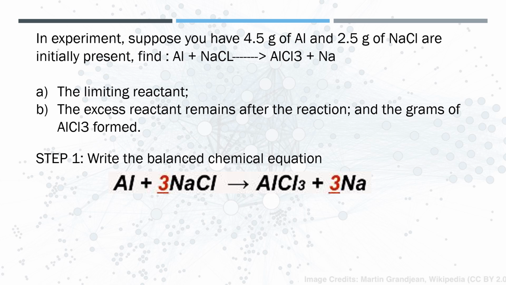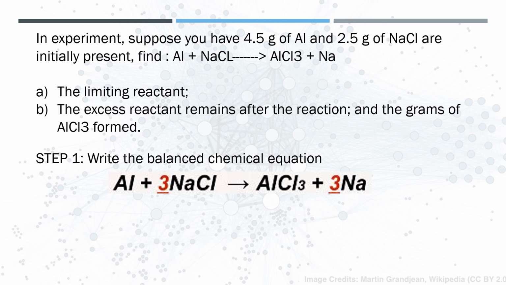The first step is to write the balanced chemical equation for the reaction described in the problem. But how do we know that the equation is balanced? You're right. Both the reactants and the products have equal numbers of the elements. So for this specific situation, we have this balanced chemical equation.